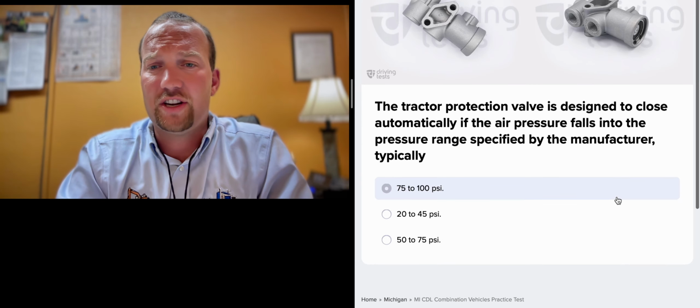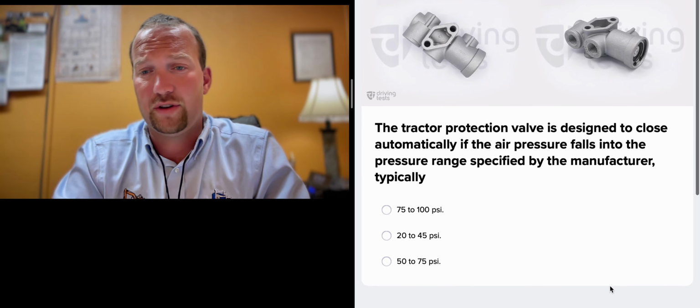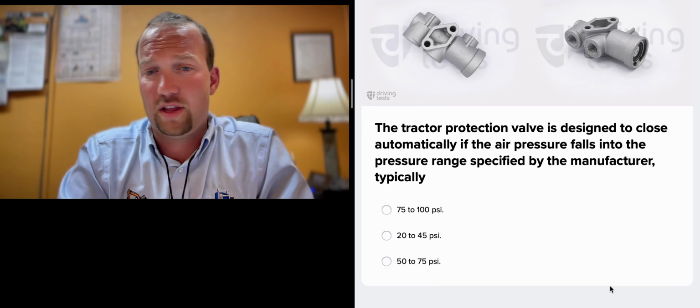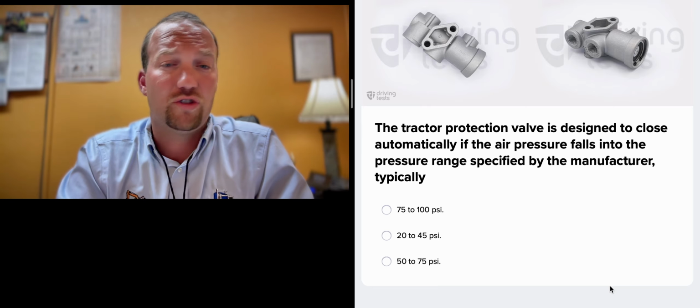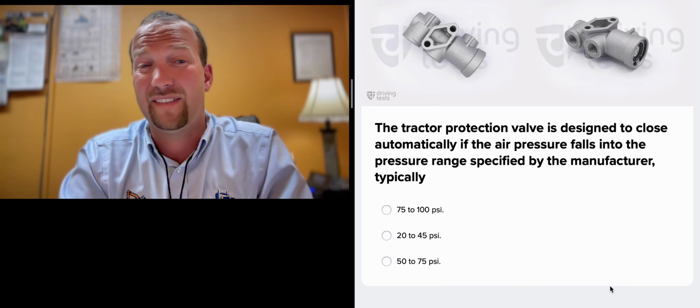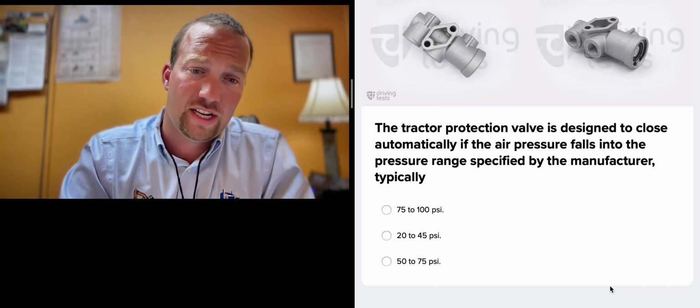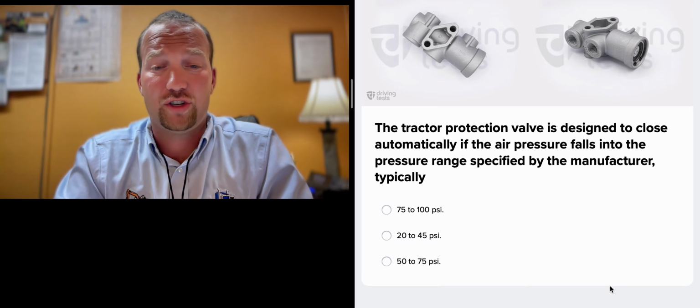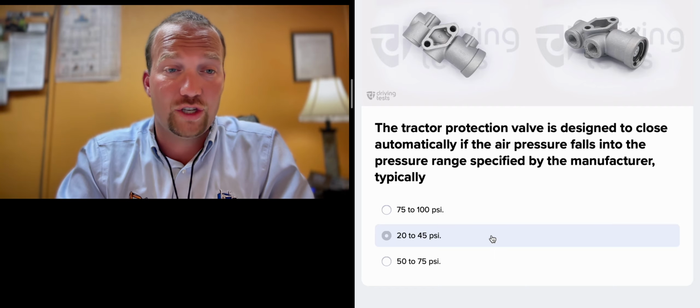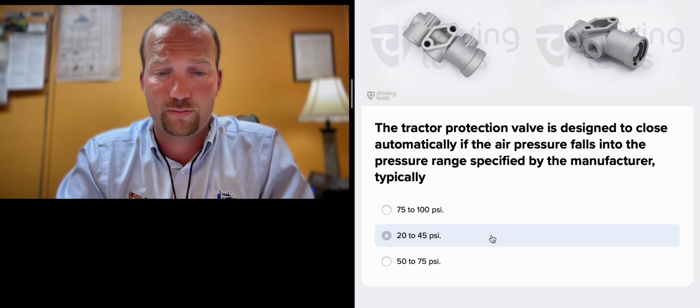The tractor protection valve is designed to close automatically as air supply pressure falls into the pressure range set by the manufacturer. The tractor protection valve is on the back of the tractor. That's going to feed the red valve on the dash. And so that's going to pop when air pressure gets to 20 to 45 PSI, engaging your emergency brakes, your spring brakes at that point.